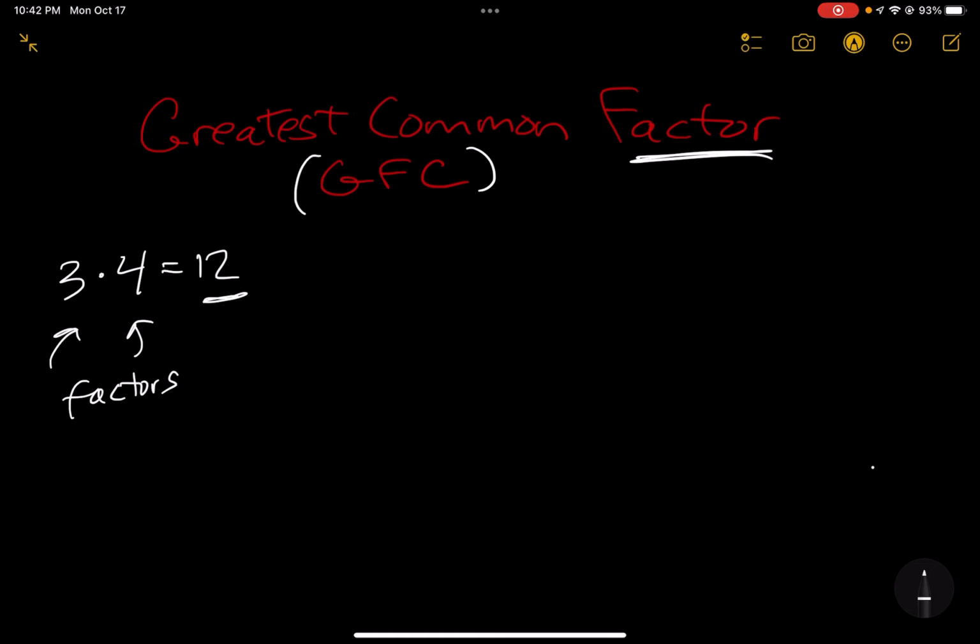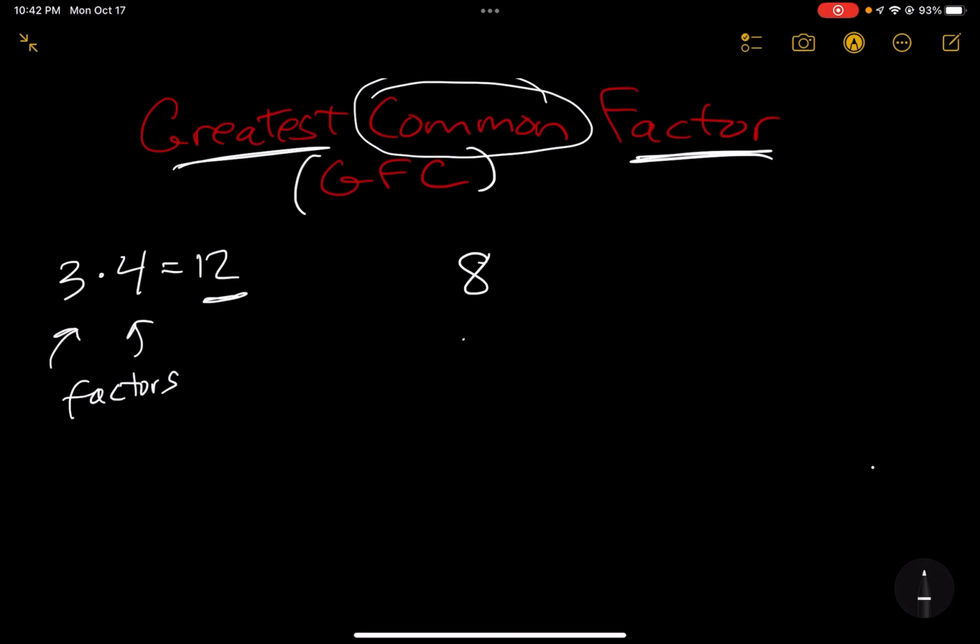Okay, now that we know what a factor is, what do they mean by greatest common factor? Well, this one we all recognize, right? If something is in common, it's the same or similar. And greatest, we're all familiar with also, because it is the biggest compared to others. So let's take a look at a quick example.